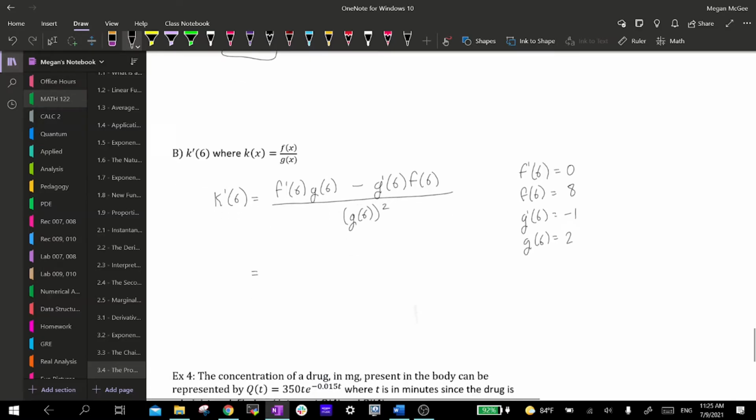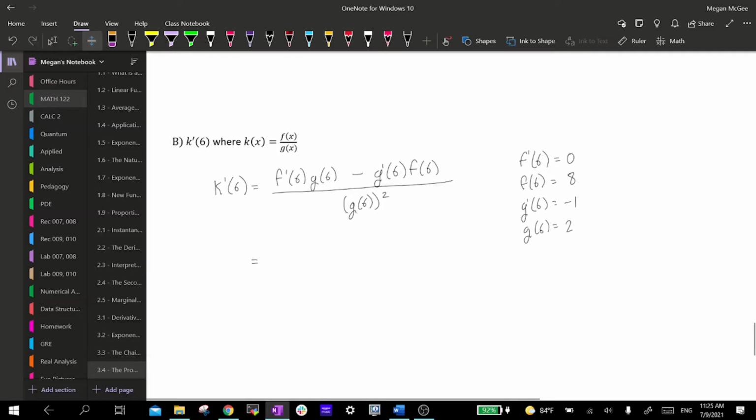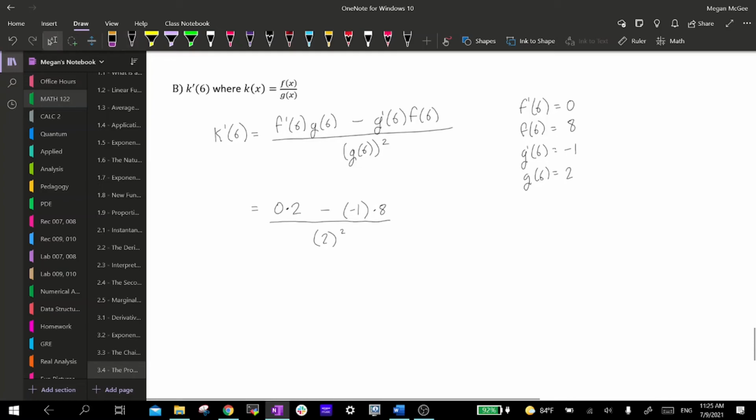So let's plug these in with a little bit more space. There we go. F prime of 6 is 0 times g of 6, which is 2, minus g prime of 6, which is negative 1, times f of 6, which is 8, all over 2 squared. So 0 times anything is 0. Then we have negative 1 times 8, but we're subtracting that, so it's a positive 8 over 2 squared is 4. And so our final answer is 2.